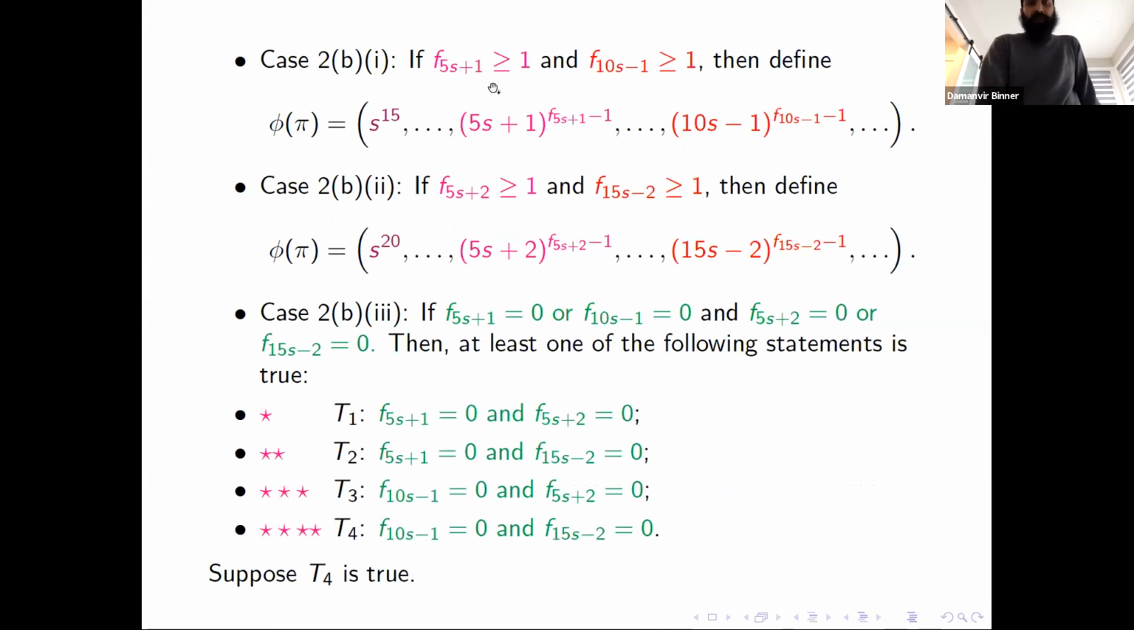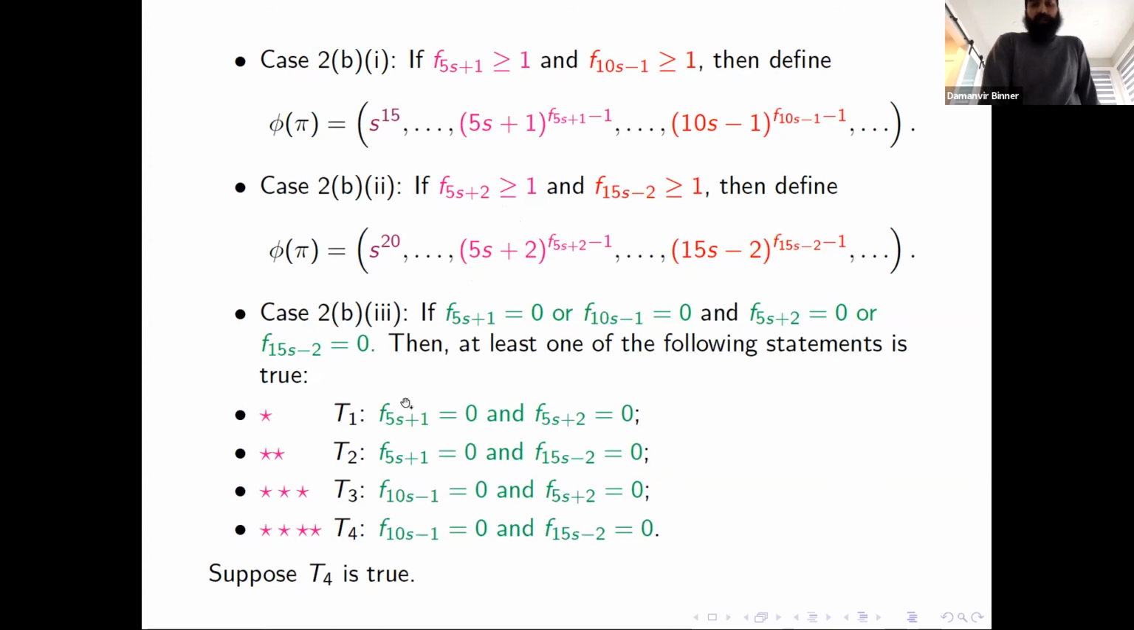So whenever 5s plus 1 and 10s minus 1 appear with non-zero frequencies, we remove a part of each of them and compensate by adding 15 parts of S. So we can assume that at least one of these is 0. Similarly, if 5s plus 2 and 15s minus 2 both appear with a non-zero frequency, we can remove a part of each of them and compensate by adding 20 parts of S. So at least one of these is 0. So at least 2 out of these 4 are 0. These could be these ones, or the cross ones.